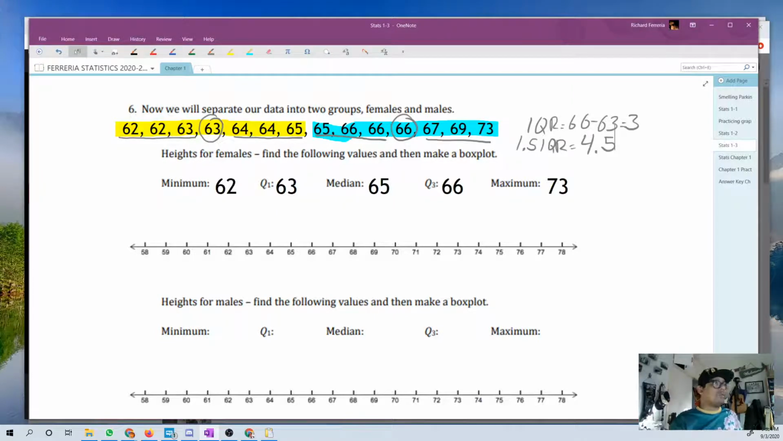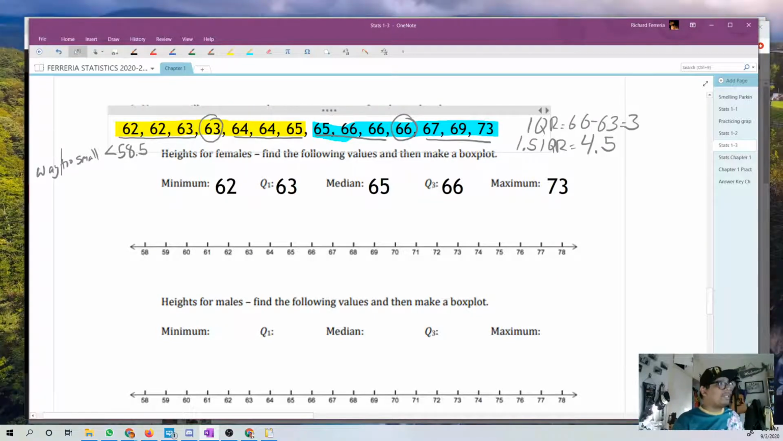So let's subtract that from Q1. Q1 minus 4.5 is, oh my gosh, 68.5. Do we have any... No, I got that totally wrong. 63 minus 4.5, well, that's 58.5. And we can see none of the heights of the females are less than 58.5, so we have no low outliers. What about high outliers?